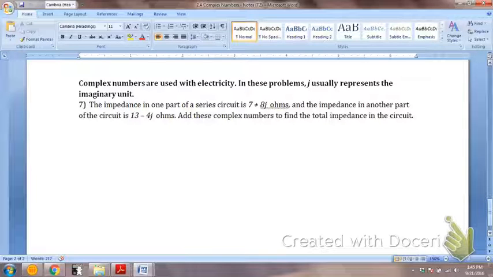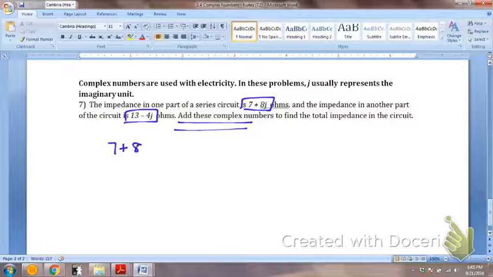Remember, a complex number is the whole thing together, right? Can you add 7 plus 8J to 13 minus 4J? Can you add those two things together? Yes. Even if you had no clue what the problem was asking or what it meant, it says add these complex numbers together. So 7 plus 8J plus 13 minus 4J. Can you handle this? Yes. I would hope so. So 7 plus 13 and 8J minus 4J.